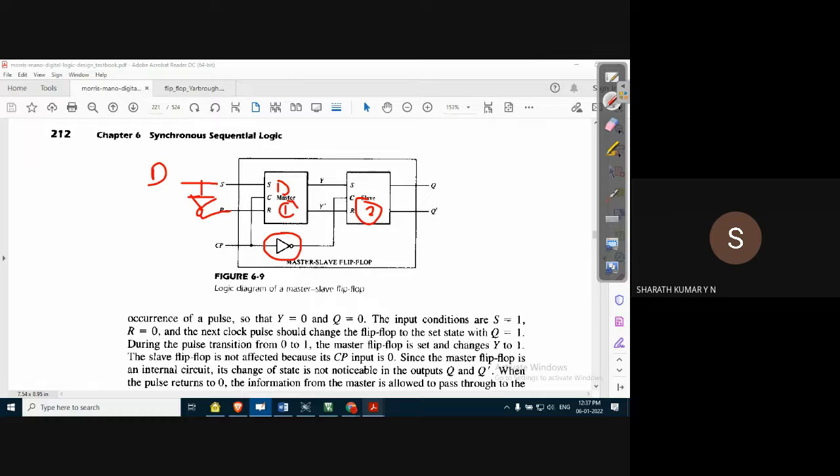The difference is that, let us take an example of a positive pulse. When positive pulse is applied, initially it is 0. When the 0 is applied to the first master flip flop, the slave flip flop will have a clock pulse of 1, because the NOT gate will complement the clock pulse, it becomes 1. So when the input is 0, the output of the NOT gate is 1, and it is an active high clock pulse.